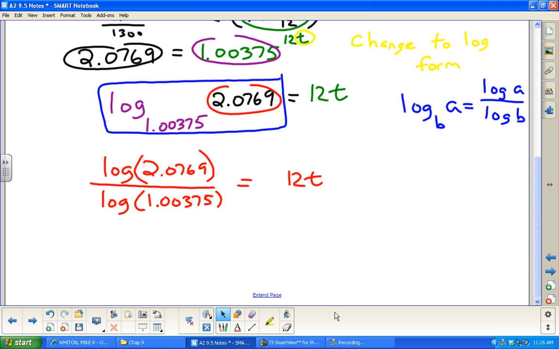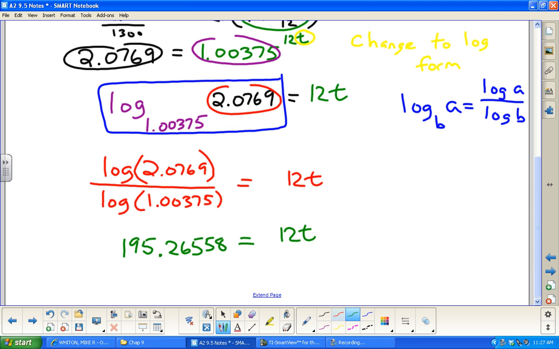It's going to open a parenthesis. We're going to put the 2.0769. Make sure you close the parenthesis, then divide by log 1.00375. And the left side of your equation should be 195.26558. So that still equals 12t.